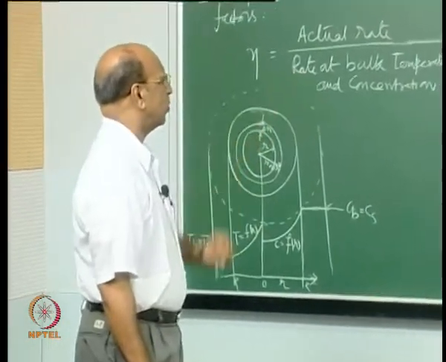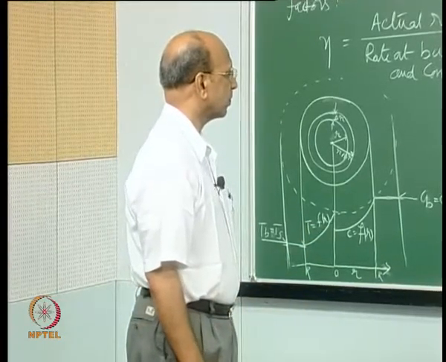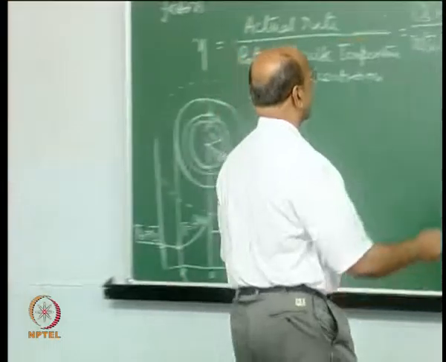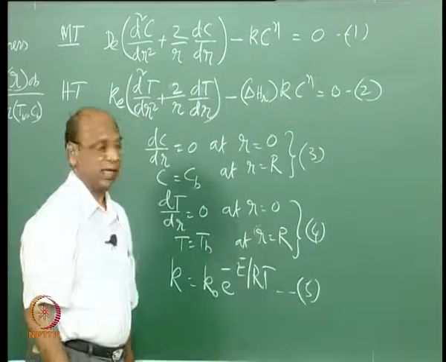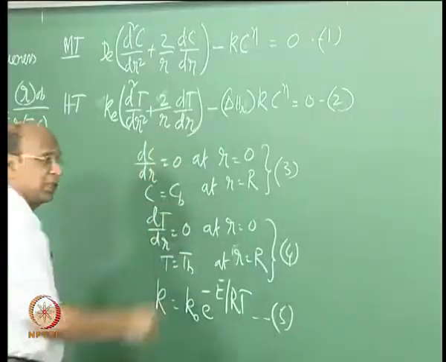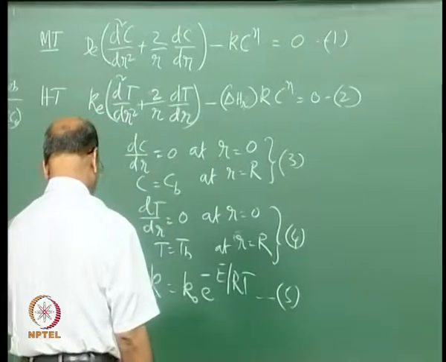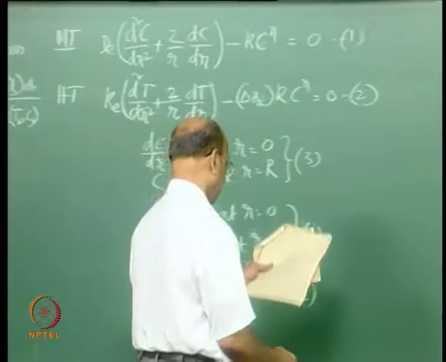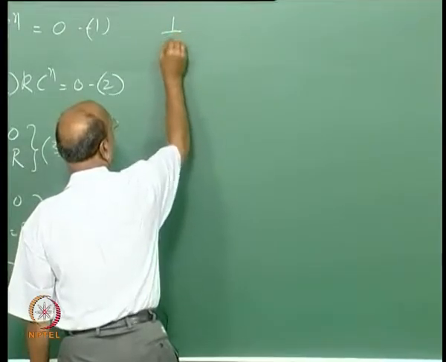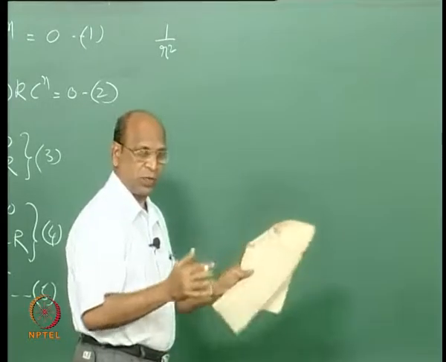So now again observe the two equations. Can you link them? What is the linking factor there? k c to the power of n. So if I solve from this equation k c to the power of n, this is nothing but rate. Okay. Yeah. Then if I can substitute here, then I have a relationship between temperature and concentration. Okay. So that relationship you will get if you write this in the short form, like 1 by r square. This is expansion form.